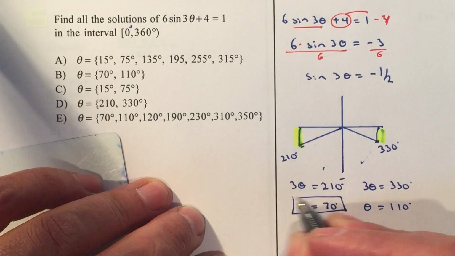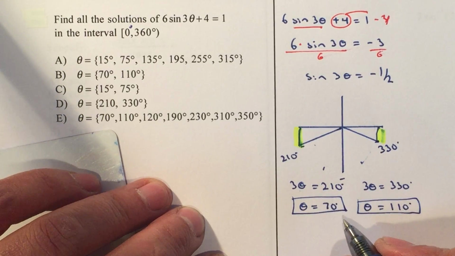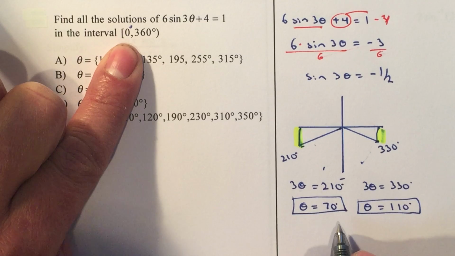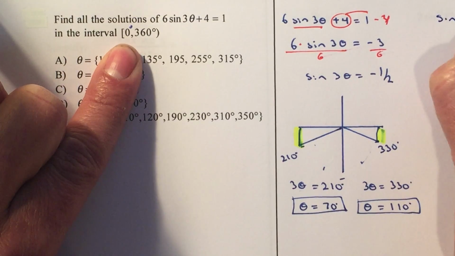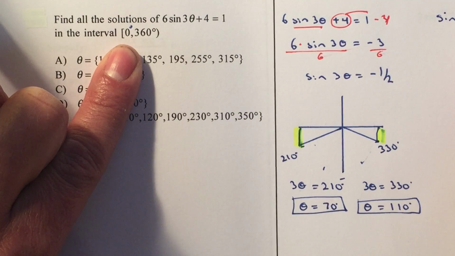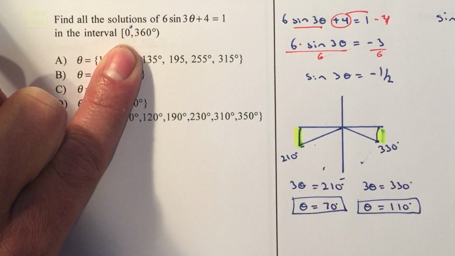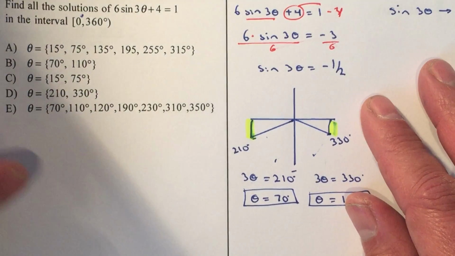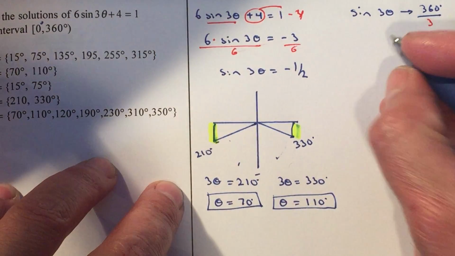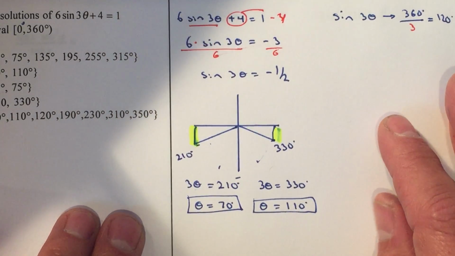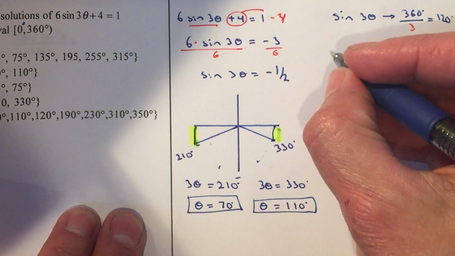Now be careful, some of you will give me this as the answer, but you are not giving me all the solutions that are between 0 and 360. Since we're working with the sine of 3 theta, the period, how often it repeats, will be 360 degrees divided by b, in this case divided by 3. So therefore your period is 120 degrees.